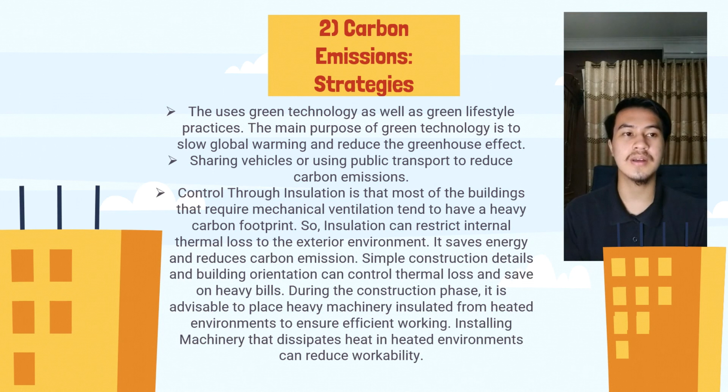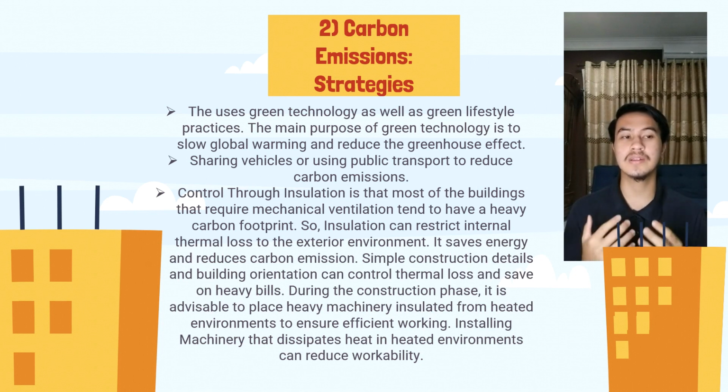For the third one is control through insulation. Most of the buildings that require mechanical ventilation tend to have a heavy carbon emission. So, insulation can restrict internal thermal loss to the exterior environment. It saves energy and reduces the carbon emission. Simple construction detail and building orientation can control thermal loss and save on heavy bills.